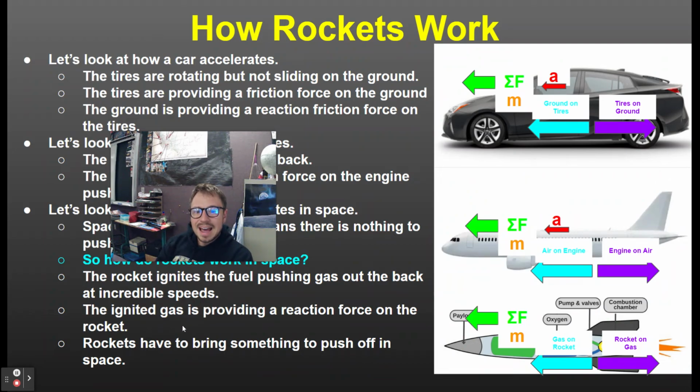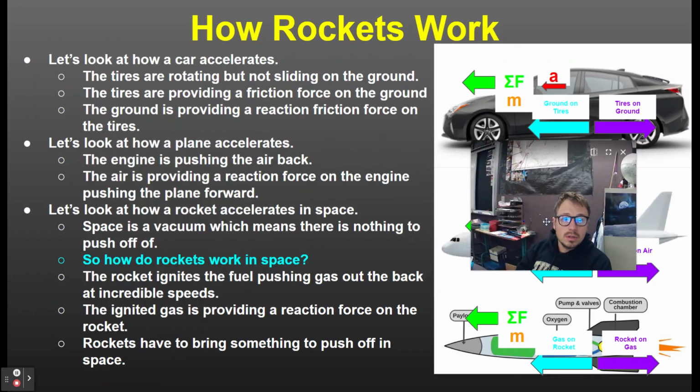So rockets have to bring something to push off of in space. You have to have that reaction mass. If you don't, there's no friction, just like a car uses. There's no air, just like a plane uses. All rockets have to bring what they are going to push off of with them, as fuel, and it just ignites that gas, launches the gas out of the nozzle. That reaction force accelerates that rocket.